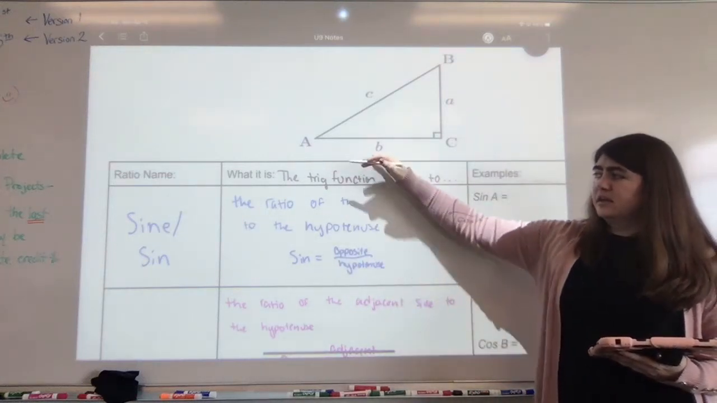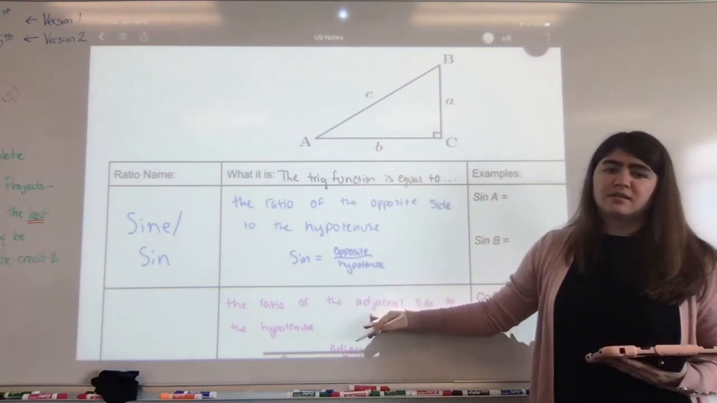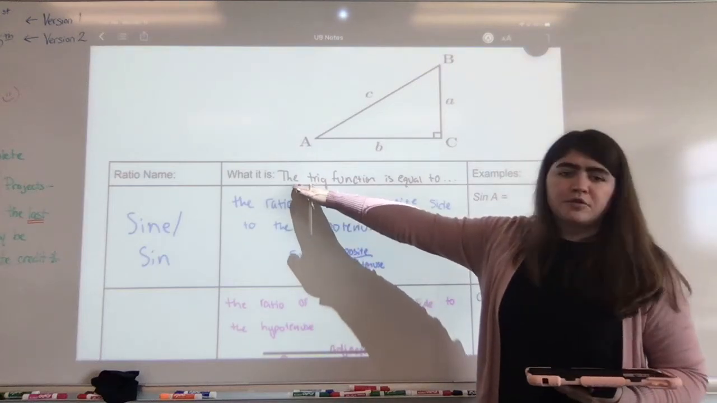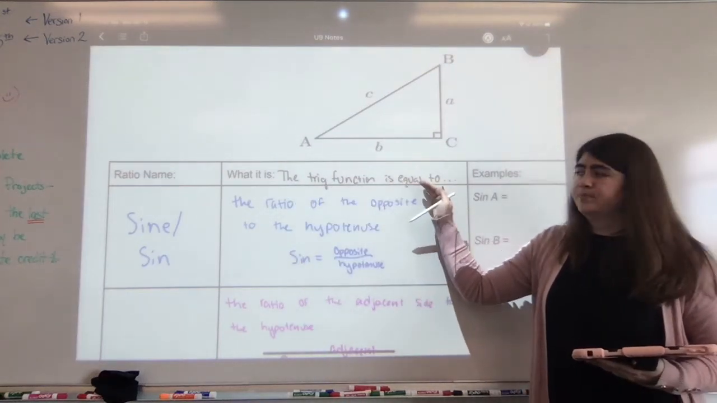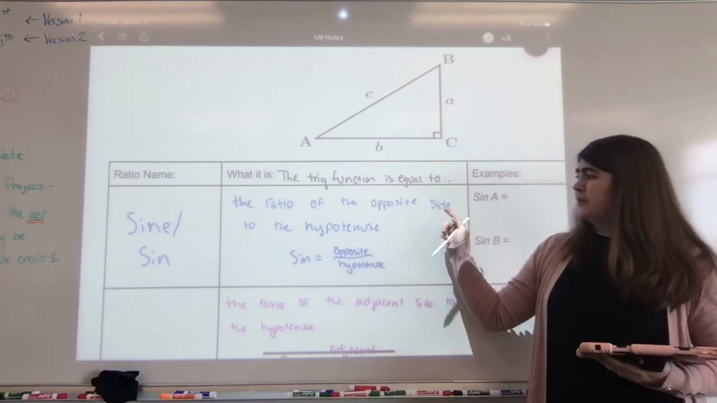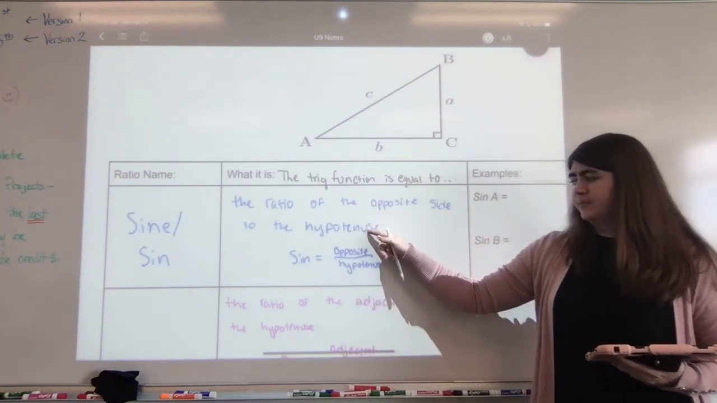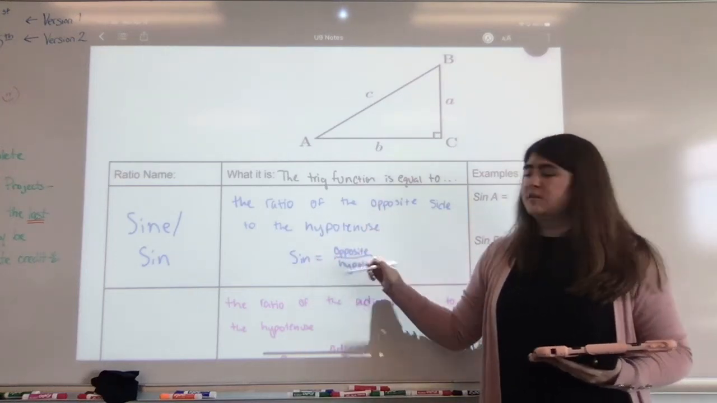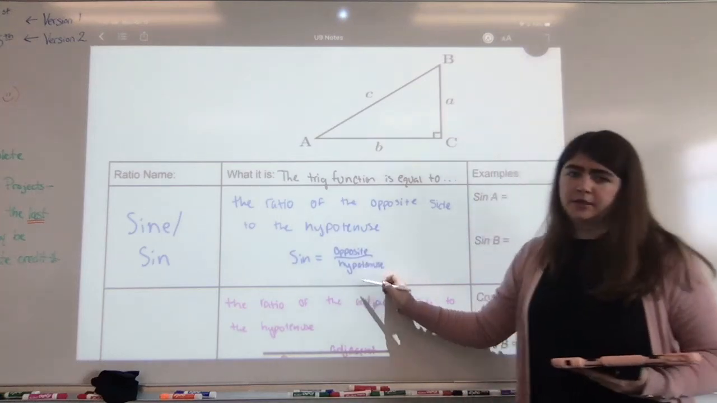Sine, and this sentence stem goes for all of these boxes. The what it is, it all will start with the trig function is equal to the ratio of the opposite side to the hypotenuse. So sine, in other words, is equal to opposite over hypotenuse.